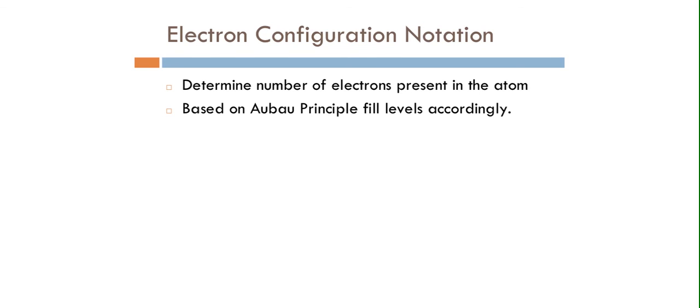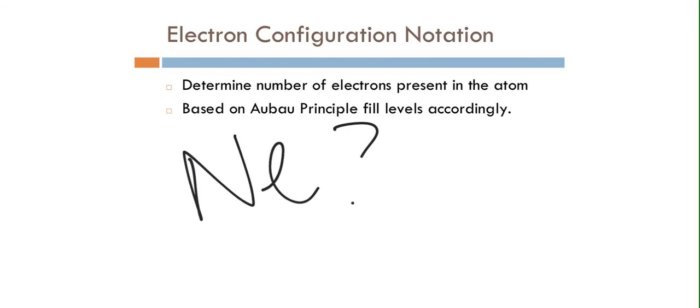This is basically what I said on the last slide. Determine the number of electrons present in the atom, and based on Aufbau's principle, fill levels accordingly. So what do you think? This is just a question to test yourself. What do you think the electron configuration of neon would be? So neon, what is the electron configuration? That's what I'll leave you with.